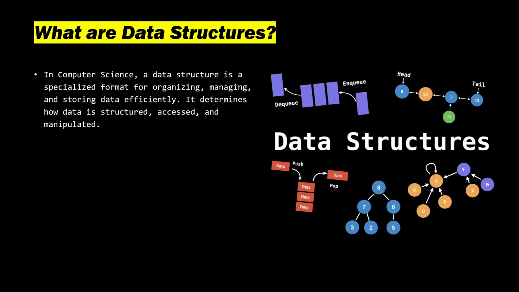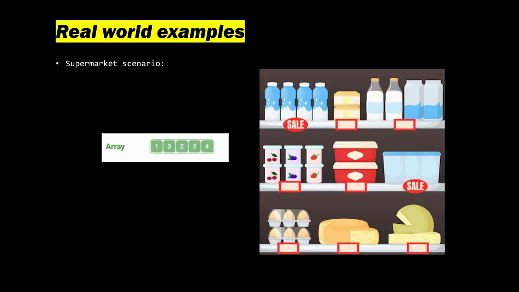What are data structures? In computer science, a data structure is a specialized format for organizing, managing, and storing data efficiently. It determines how data is structured, accessed, and manipulated. We will see real-world examples to better understand data structures without keeping computers in mind.